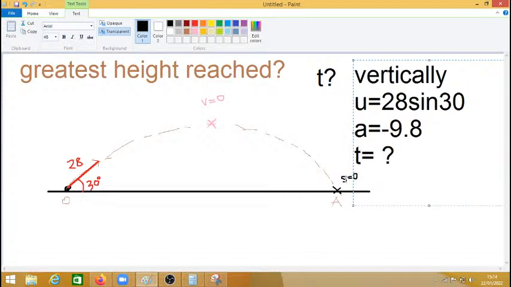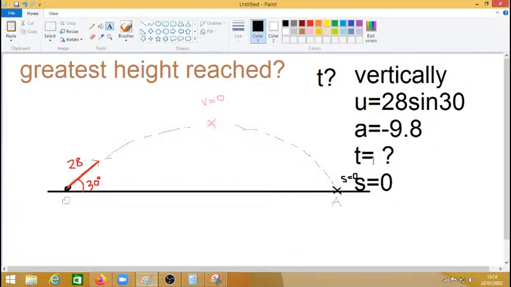The S is known, so by the time it comes back down to here, so the initial velocity is 28 sine 30, means the velocity at the beginning. The acceleration is always going to be minus 9.8. Gravity affects it at any point. And then the vertical distance at this point is equal to 0. So let's see if we can put that into a formula.